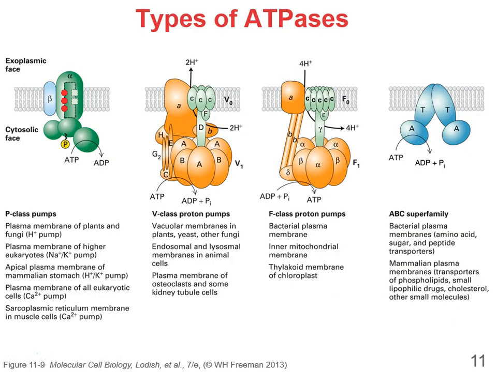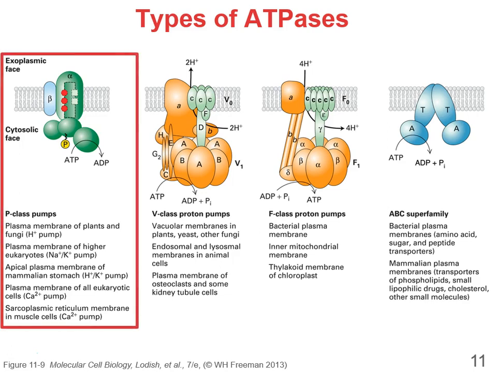So let's put the ATPases into further classes. We have P-type, V-type, F-type, and ABC superfamilies. So let's talk about different examples, and some of these you have seen before, and some of them maybe you haven't. Okay, so let's talk about the P-type ATPases first.